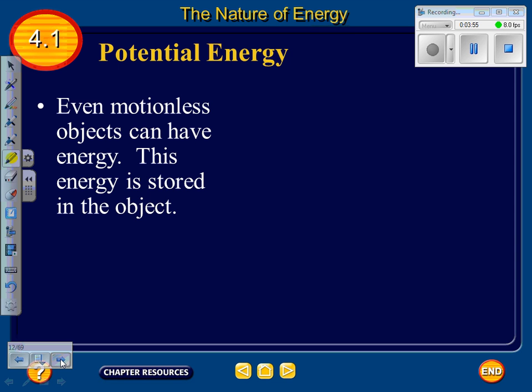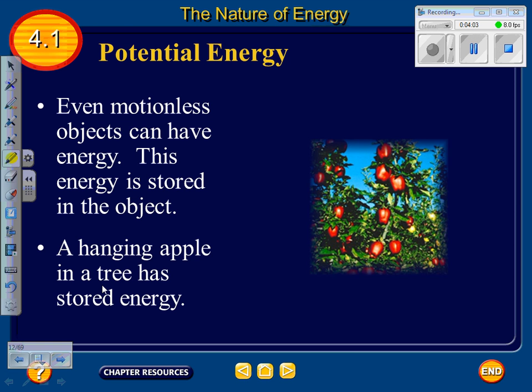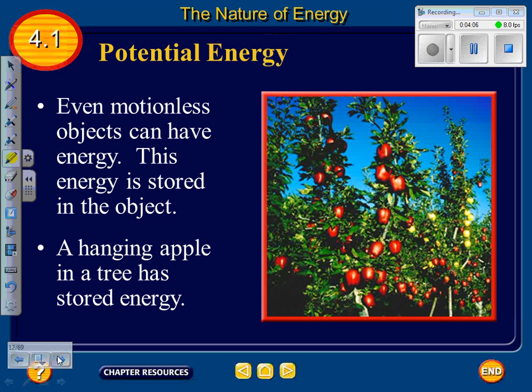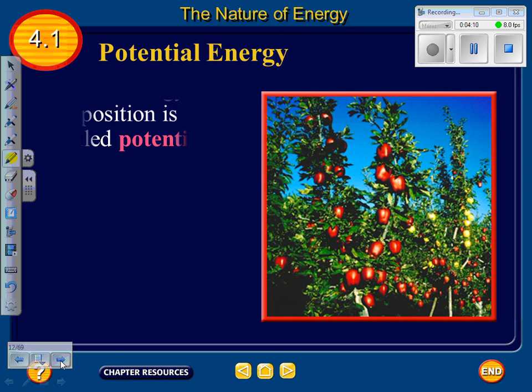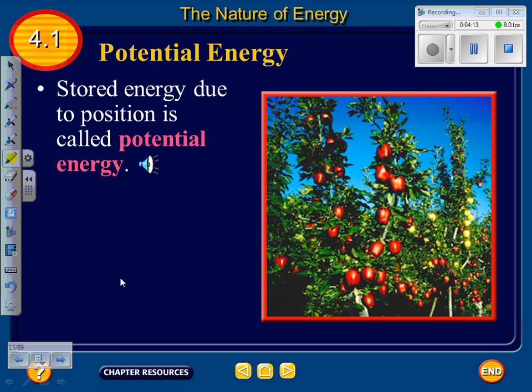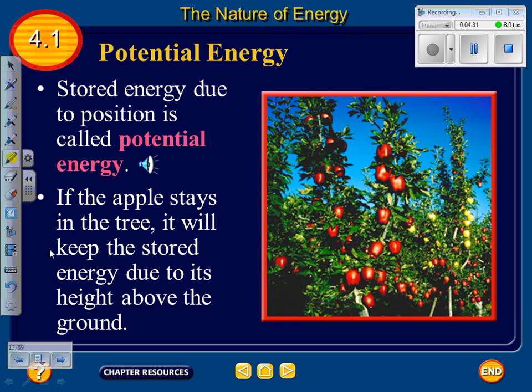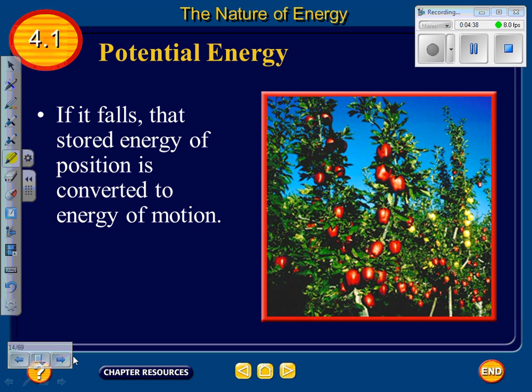Even motionless objects can have energy. This energy is stored in the object. A hanging apple in a tree has stored energy. Stored energy due to position is called potential energy. So these apples hanging in this tree have potential energy. And I like to use the analogy that these apples have the potential to fall. If the apple stays in the tree, it'll keep the stored energy due to its height above the ground. If it falls, that stored energy of position is converted or changed to energy of motion, which is kinetic energy.